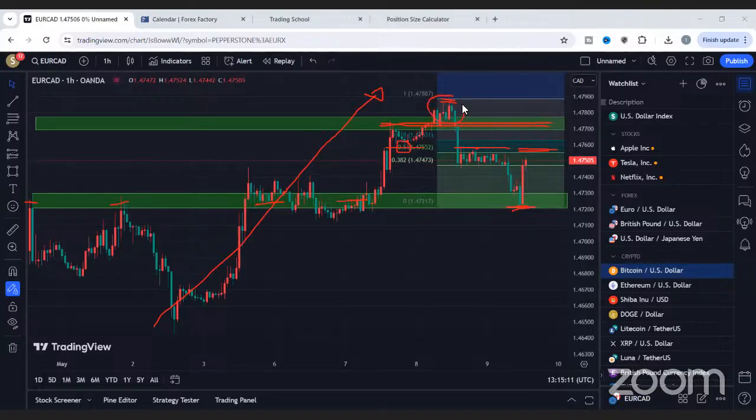This could easily be considered as a fake out, a false break, because as it broke out of this area, immediately it rushed back and entered back into this region of resistance and support. I hope this was helpful.